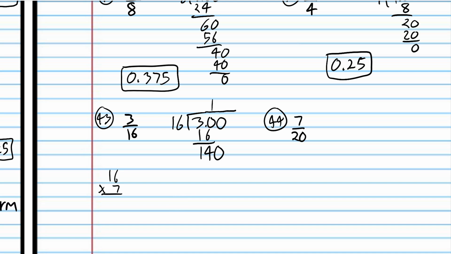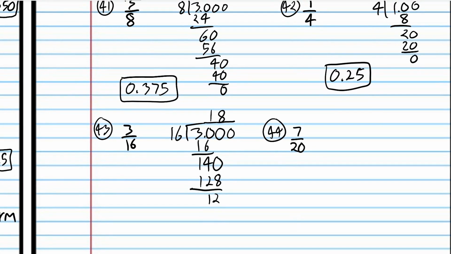How about 9? 16 times 9 is 144. So it looks like 8 is going to be the one. 8 times 16 is 80 plus... actually, that'd be 128. Subtract, and you get 12. So we have a remainder. We have to keep going.